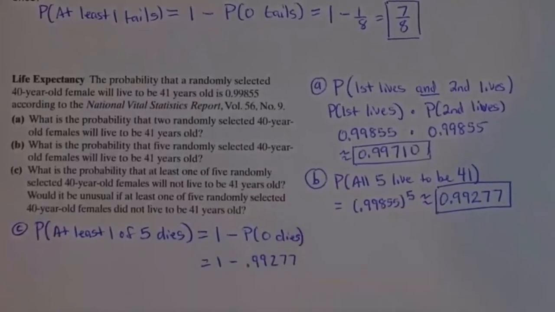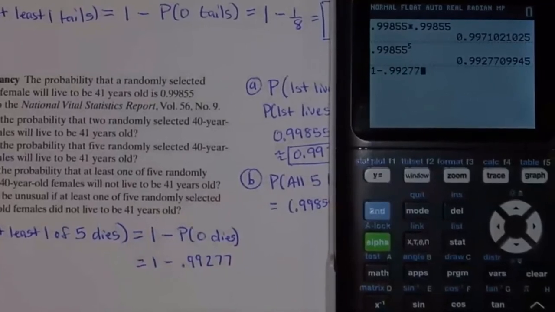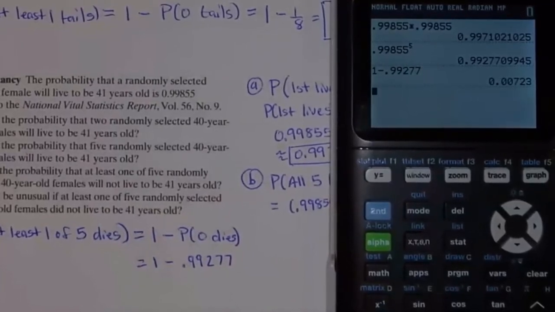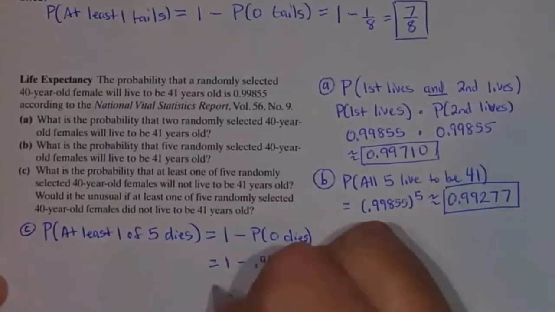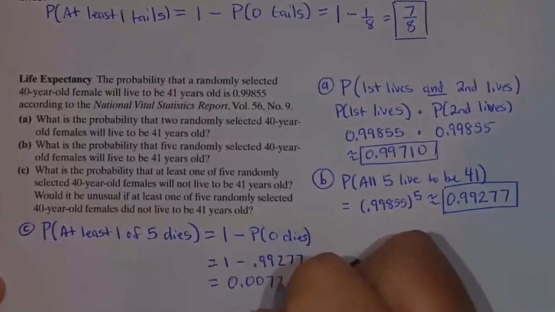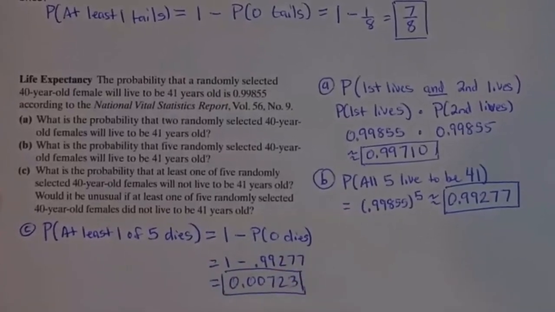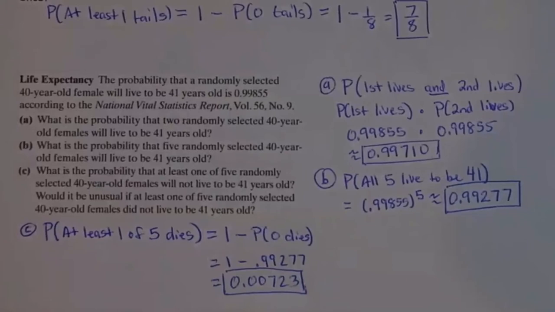0.99277, and 1 minus 0.99277 is 0.00723. So if I randomly pick 5 40-year-old females, the probability that at least one of them dies before turning 41 is very low, 0.00723.